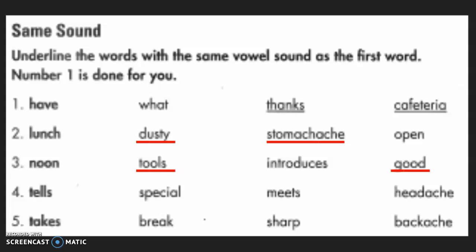Number 4, tells. We're listening for the sound of the E. The next 3 words are special, meets, headache. The words with the sound are special and headache. Number 5, takes. We're listening for the A sound in takes. The next 3 words are break, sharp, backache. The 2 words that have the same A sound are break and backache. In backache, it's the second A that has the A sound, ache. We will finish with chapter 10.